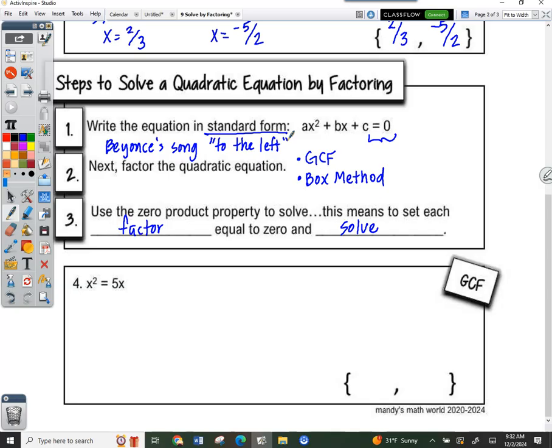Everything to the left. So what needs to move, y'all? To the left. It's positive, so I'll move it by subtraction. It's a cup game. It's going to shuffle over here, and it's going to change to negative. So x squared minus 5x equals 0.